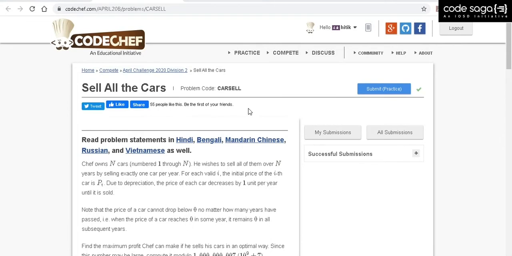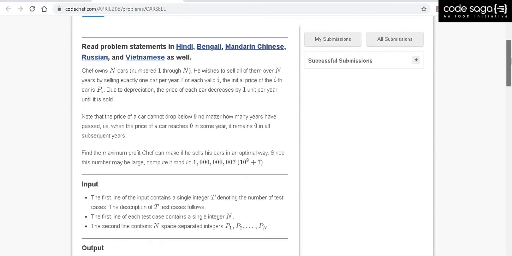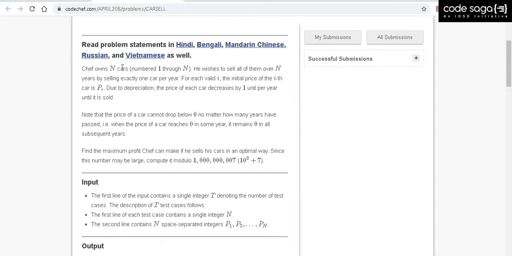Okay guys, so the second problem is sell all cars or car sell. The gist of this problem is that chef owns n cars and he wants to sell all of them over n years, that is one car each year, and the price of each car decreases by 1 unit per year until it is sold. And we have to compute the maximum profit chef can make modulo 10 raised to the 9 plus 7. Now the important thing in this question is this small paragraph, that when the price of a car reaches 0, it cannot drop further and it remains 0 in all subsequent years.